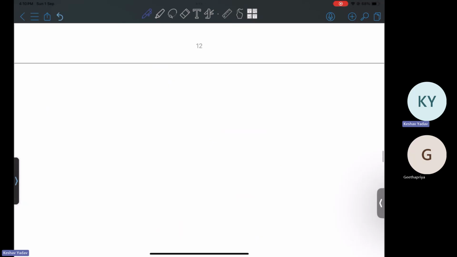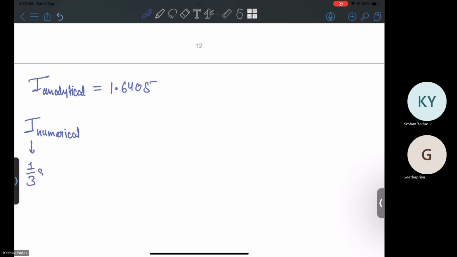So the analytical integral we have already found out. It was what? 0.6405 something. Okay. Now the numerical integral I want to find using the 1/3 rule, 1/3 Simpson, using the step size as 0.2.